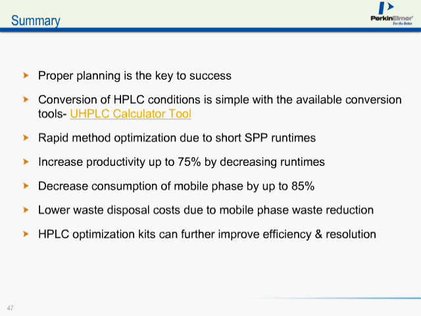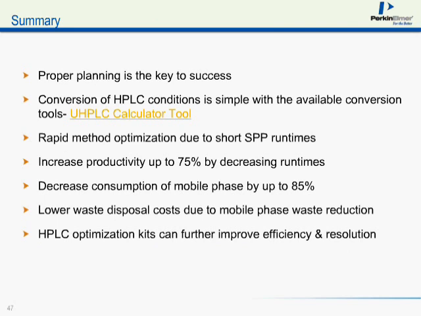Because if you choose the wrong column that's going to give you too high a back pressure, you're just going to be frustrated by the fact that you're not able to use that column at its optimum flow rate to get the maximum efficiency out of the column. And so those are kind of key to your success. Once you have the right column and you've chosen the right analyses, the tools that we have available make the conversion of the conditions pretty simple and pretty straightforward.